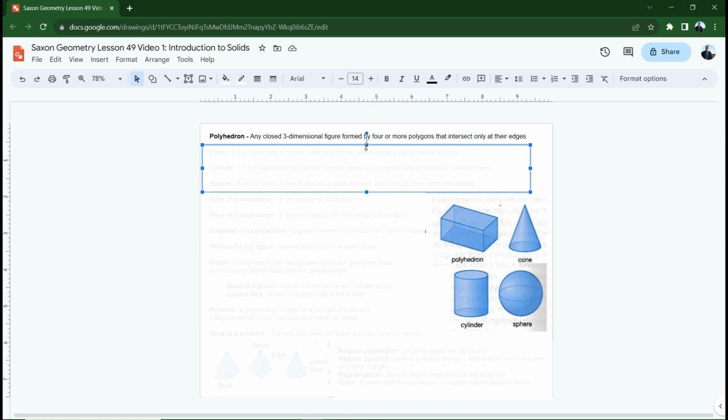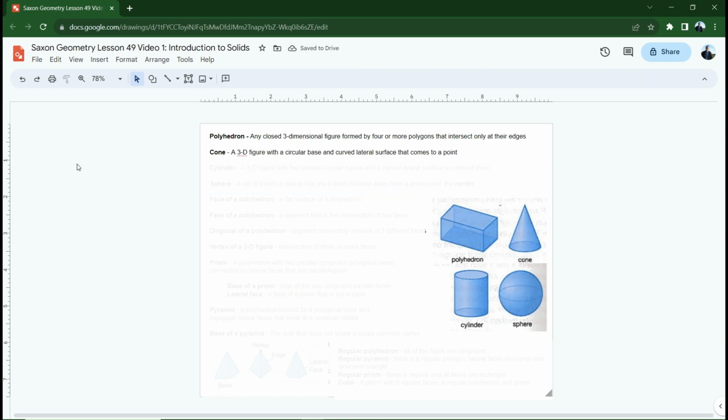A cone is a 3D figure with a circular base and a curved lateral surface. That means that as you go up, it doesn't have sides, right? It doesn't actually have polygons on the sides. It's just this curved circular surface all the way up. And as you go up, the circle around gets smaller and smaller until you get to a point on the top. That's a cone. Why is it not a polyhedron? Because it's not made of polygons. Neither the base nor the sides are made of polygons.